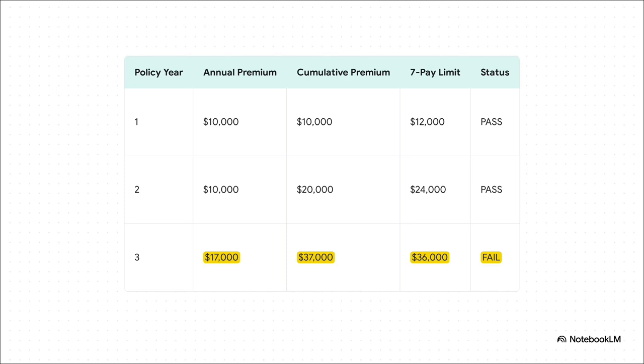It jumps to $37,000. But what was the fill line for year 3? $36,000. For the first time, we've poured too much water in the bucket. And just like that, the test has failed.